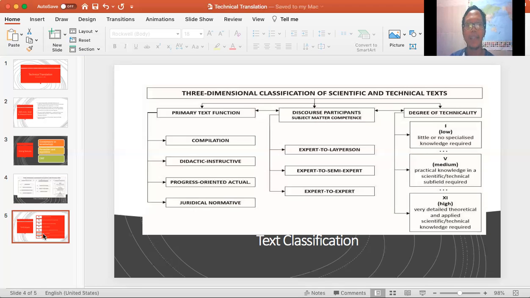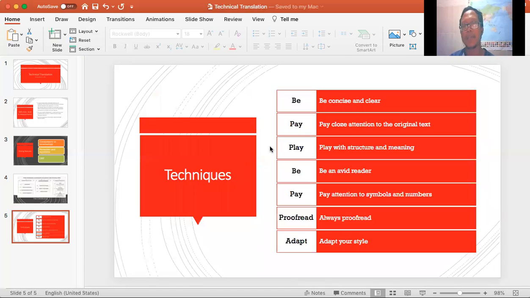Okay, and the next and last slide that I'm going to present is the techniques. I think this is something that is quite clear. I will not spend a long time here. When you translate technical text, here are the techniques. You need to be concise and clear.